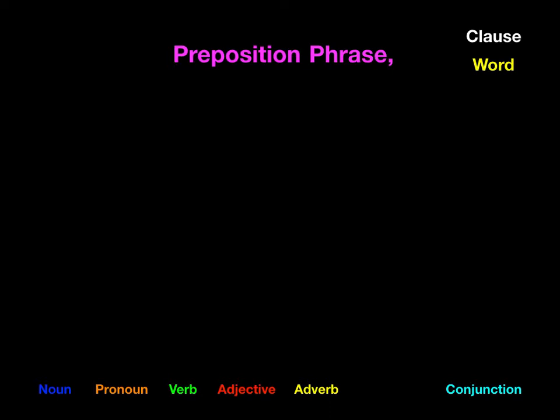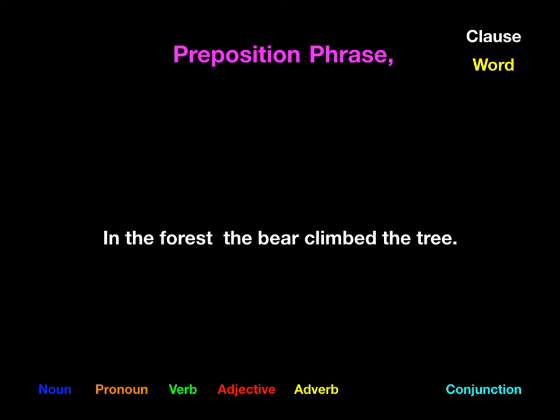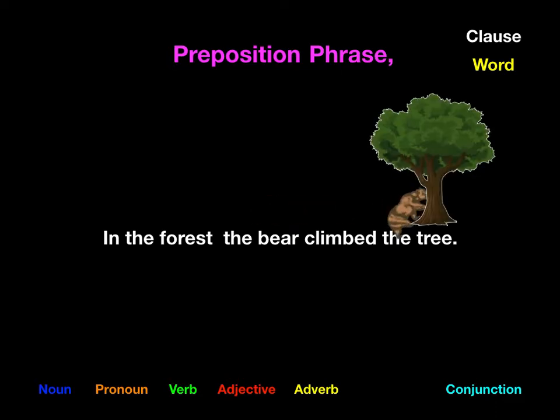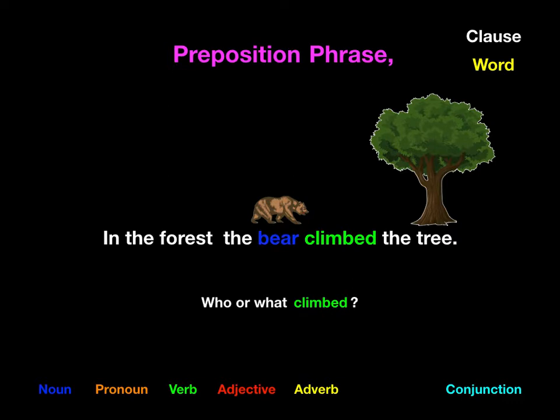Let's take a look at an example sentence. "In the forest, the bear climbed the tree." To begin analyzing this sentence, let's first find our verb. Here, we should be able to identify the action verb "climbed." We then need to ask ourselves who or what climbed in order to find our subject. Who or what climbed the tree? Clearly, the bear is the one who climbed the tree.